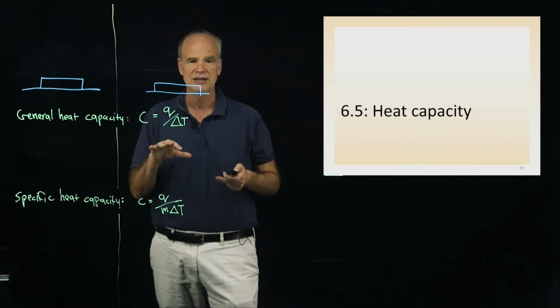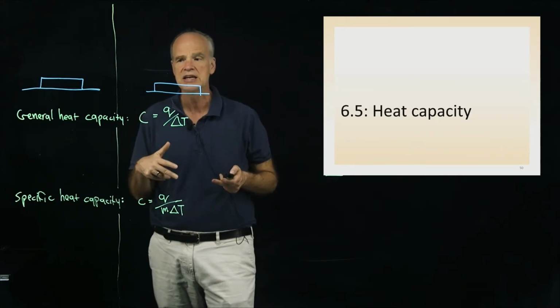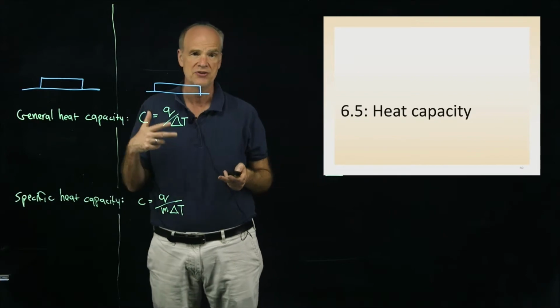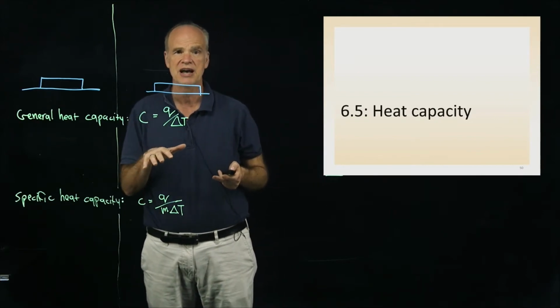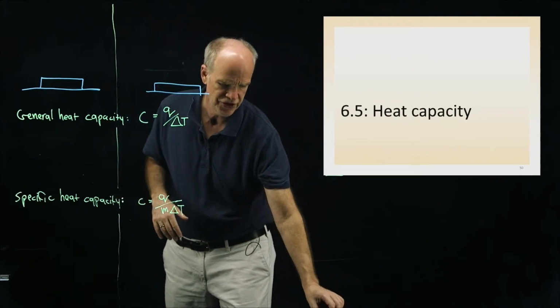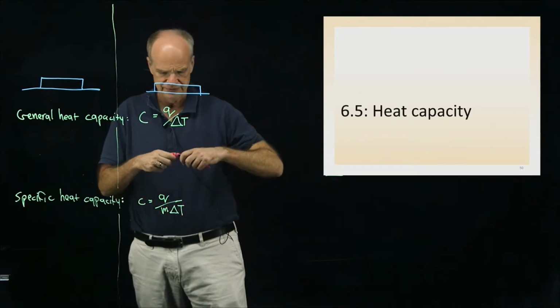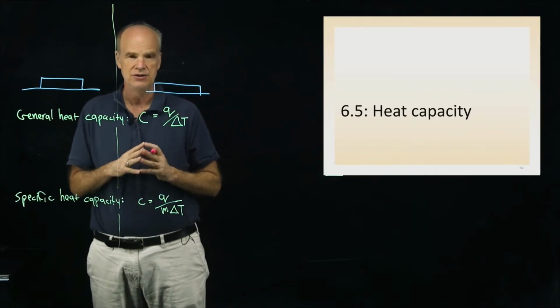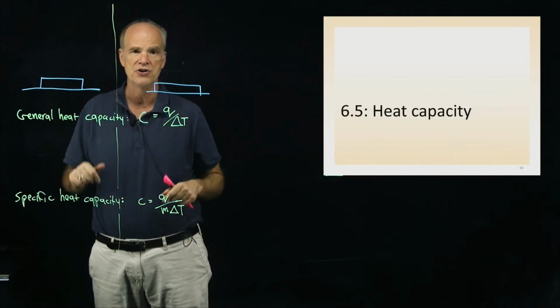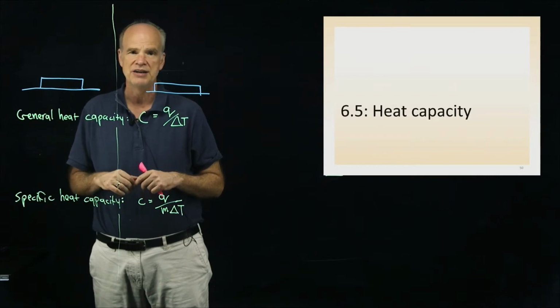Now, what I need to do is talk about two forms of heat capacity. One is called the general heat capacity, and we're going to compare it to something called specific heat capacity. To really understand these, I want to give a simple example. Let's say you're at home and you have some burners on a stove, and right now the burners are off.